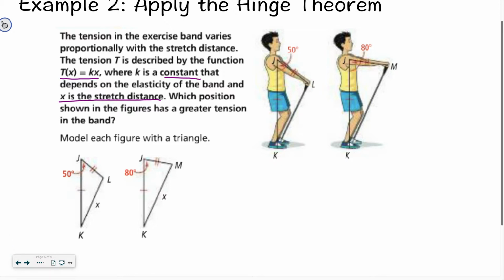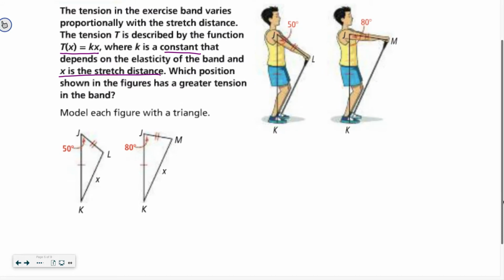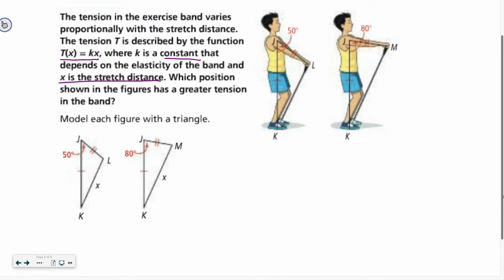Which position shown in the figures has a greater tension in the band? The greater tension is going to be created by the greater distance, right? The more it's pulled, the more tension there is. So if I took that picture and just copied down the triangles, so that they're not on a picture, it's easier to see.